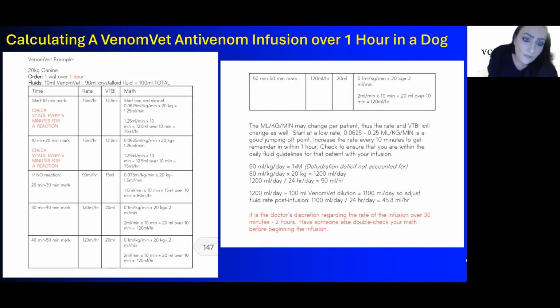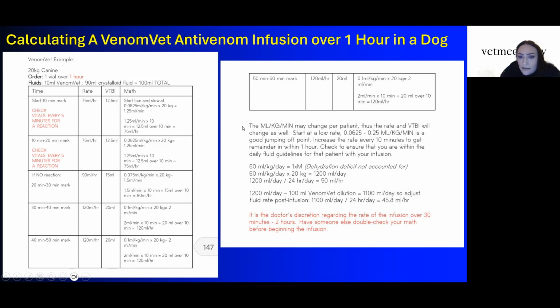So basically, we just have a nice chart here to make it really easy to see what it is that we need to go ahead and infuse for our VTBIs, as well as where we need to go ahead and have our rates to steadily ramp up. So you can see that it goes from 75 mils an hour to 90 mils an hour to 120 mils an hour.